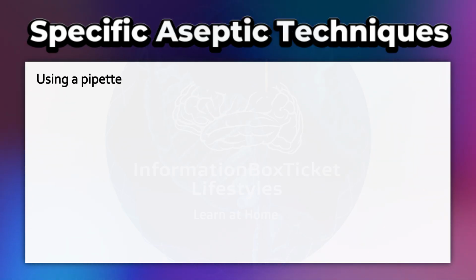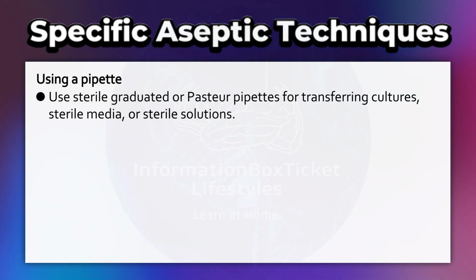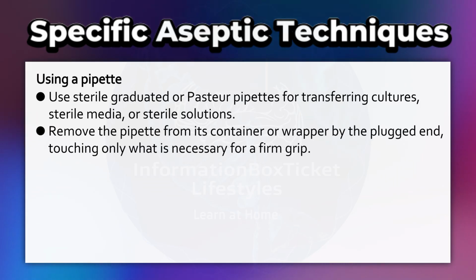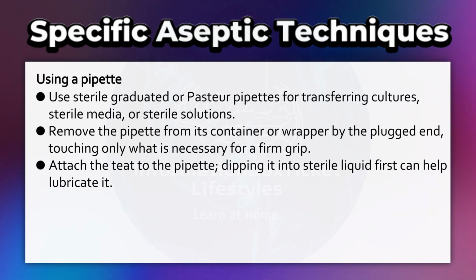Using a pipette. Use sterile, graduated, or Pasteur pipettes for transferring cultures, sterile media, or sterile solutions. Remove the pipette from its container or wrapper by the plugged end, touching only what is necessary for a firm grip. Attach the teat to the pipette. Dipping it into sterile liquid first can help lubricate it.